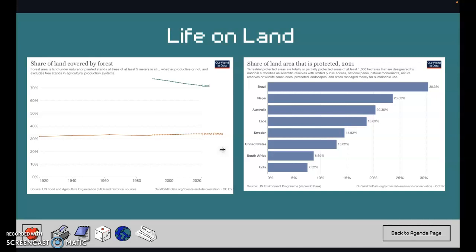So I do have a couple countries on here, but like I said, we're doing Laos and the US. So Laos has 18.69% share of land area protected, which is about 5% more than the US. The US is only at 13.02.